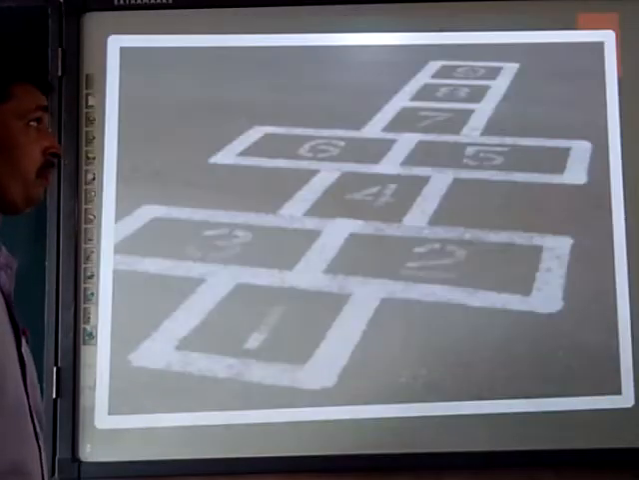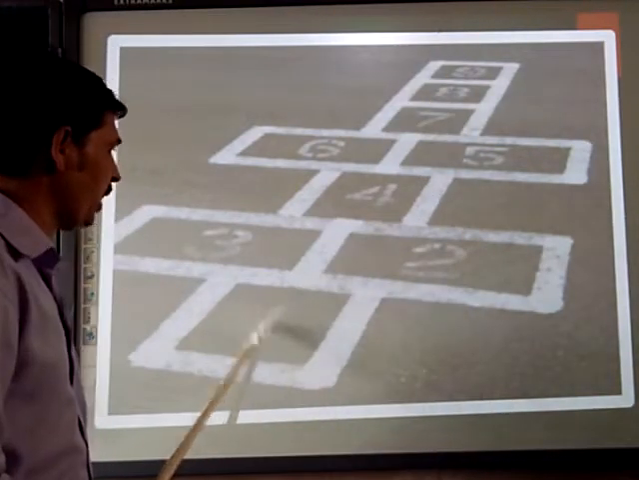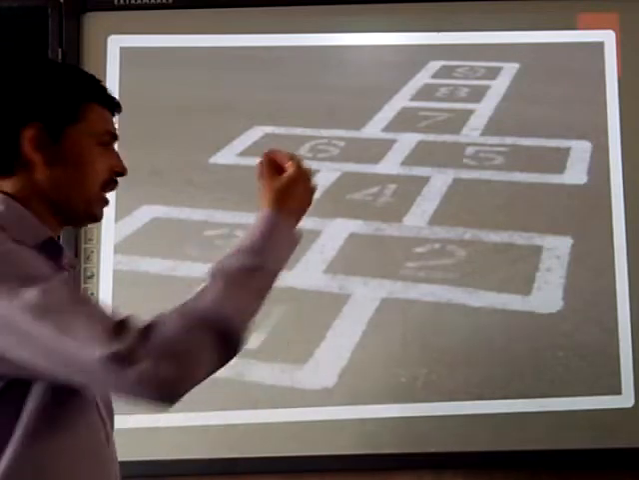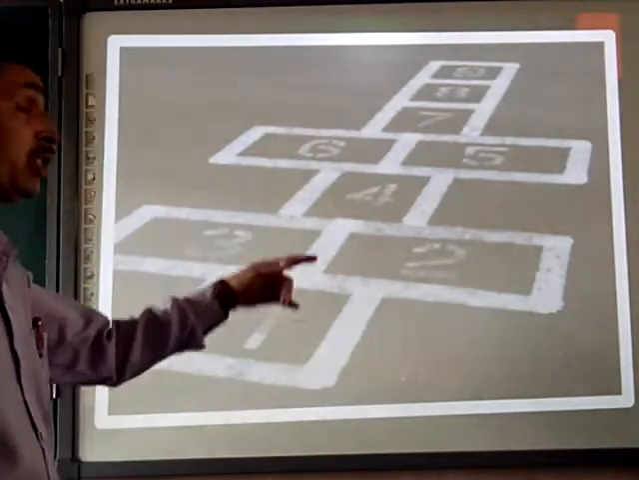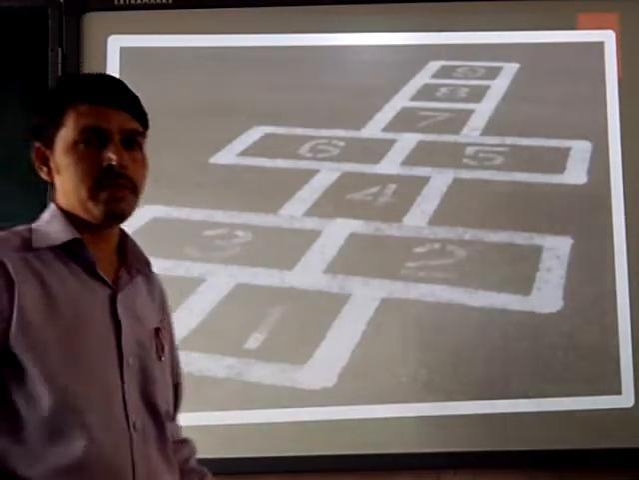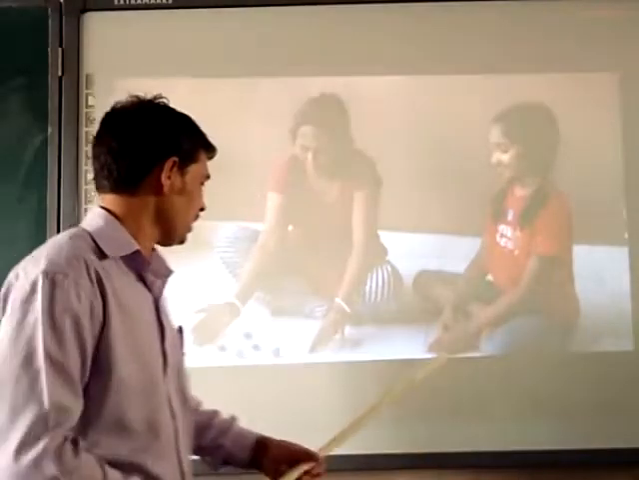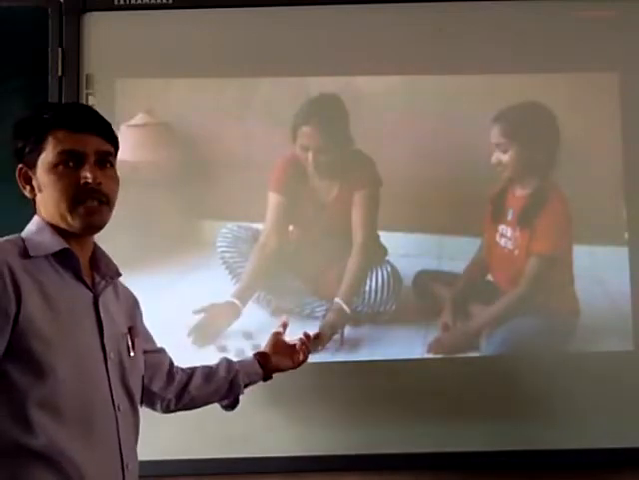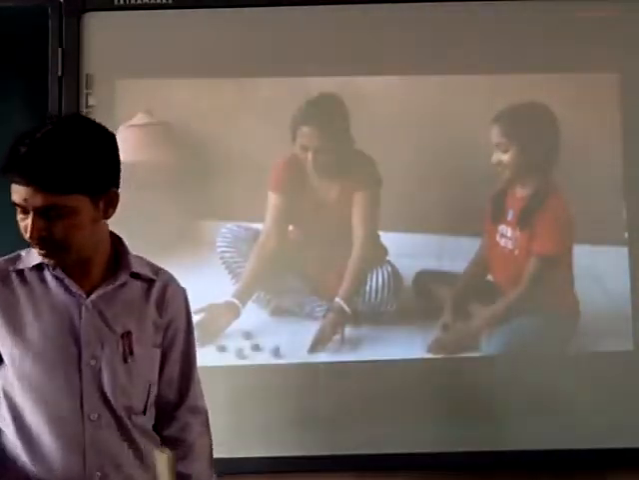Next, second, this is stapu. We make this type of figure, and 1, 2, 3 we place here, and we jump on that by placing the stone in that and we move forward. Next, to see what is gitti. So this is gitti. We have 1, 2, 3, 4, 5 and we are playing. Especially these games are played by the girls.